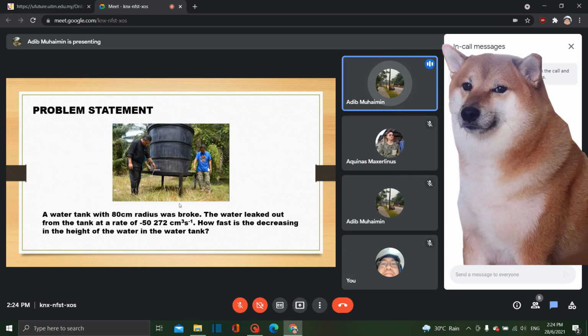Okay, for the problem statement. A water tank with 80 cm radius was broken. The water leaked out from the tank at the rate of negative 50,272 cm³ per second. How fast is the decrease in the height of the water in the water tank?